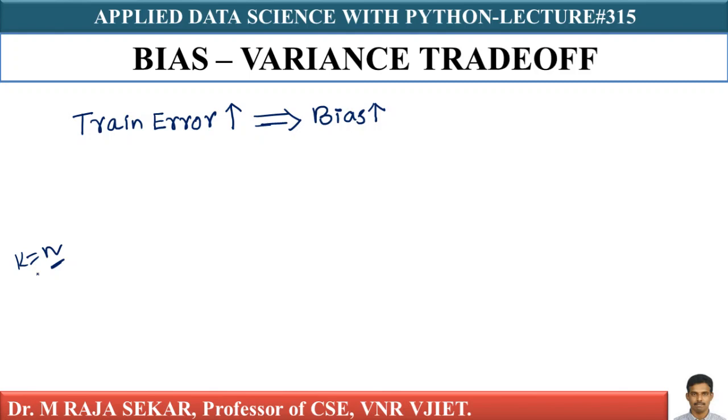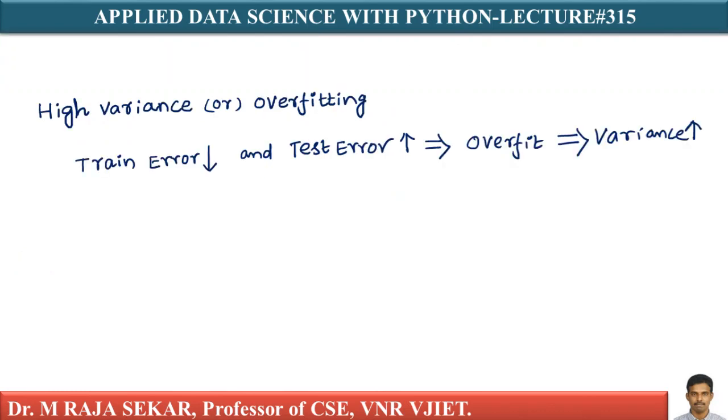So a simple way to determine whether your model has high bias or not is to see the training error. Similarly, if the training error is low, you can say the bias in the model is also low. Low training error means that bias will be less. A very simple way to determine whether a model has high bias or not is just to look at train error. Now let's look at high variance.